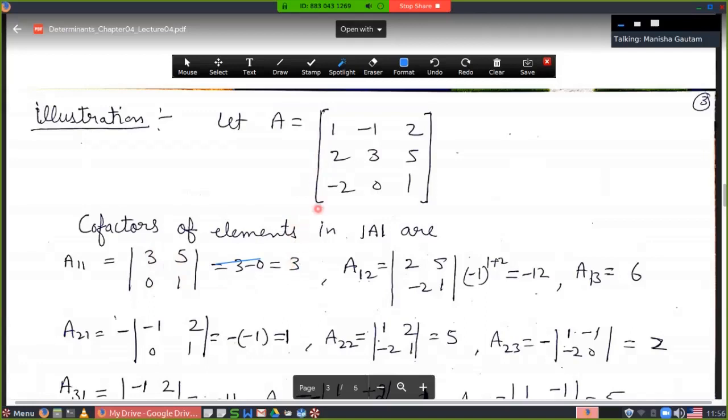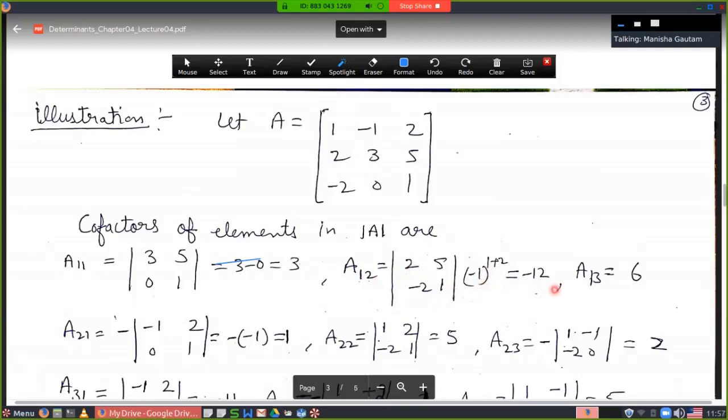Now the next element, minus 1. The cofactor of the second element, minus 1, I have written here as A12. Delete the first row and second column. You will get 2, 5, minus 2, 1. Here it is written. It is multiplied by its sign. The sign is minus, minus 1 to the power 1 plus 2, row plus column. It is already told you. That comes out 12 and multiplied by minus 1 comes out minus 12.